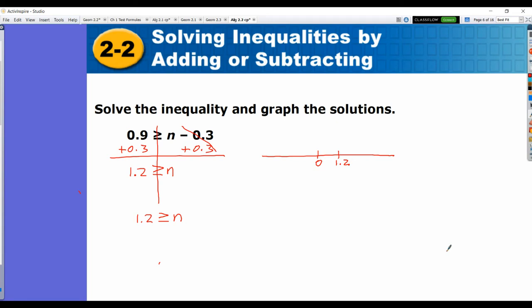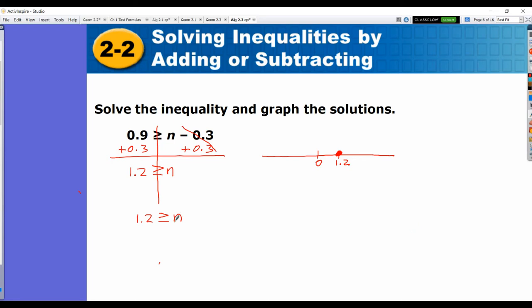Okay, perfect. All right. Now for this one, first we're going to start, let's put ourselves a circle on 1.2. And because it has the equal to part, it's going to be a filled in circle on 1.2. All right, filled in circle 1.2.